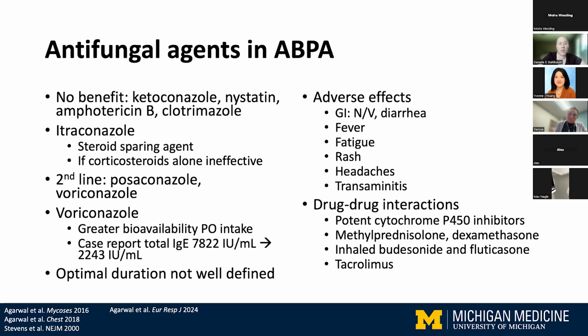And the most important thing to consider, particularly with itraconazole, is it's a very potent cytochrome P450 inhibitor. And so there are multiple drug-drug interactions. The ones that are most relevant to us as pulmonologists is there have been reports of patients that are receiving both inhaled budesonide and itraconazole, or inhaled fluticasone and itraconazole, actually developing increased systemic absorption of the steroids to the point that they get Cushing syndrome. Other drugs can have interactions with methylprednisolone and dexamethasone, but not prednisone.